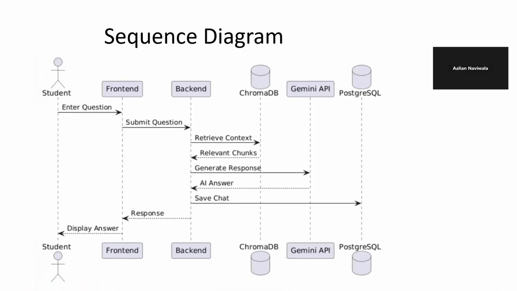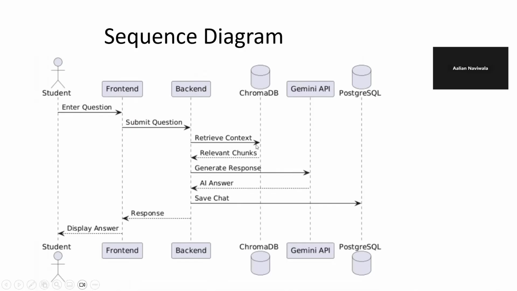All right, here we have the sequence diagram. This sequence diagram demonstrates what happens when a student asks a question about an uploaded document. First, the user submits a question to the front end, and the front end then sends it to the Flask back end. The back end then retrieves the most relevant information from ChromaDB, and sends the context along with the user's question to the Gemini API.